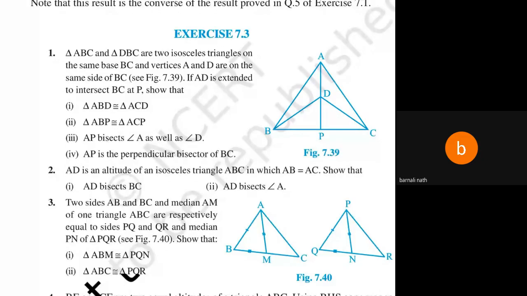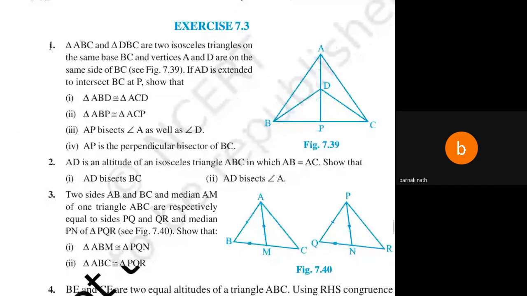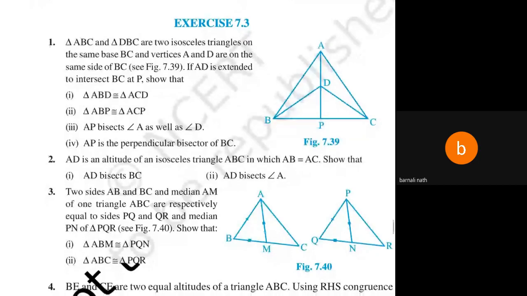So now here, 7.3: triangle ABC and triangle DBC are isosceles triangles on the same base. But here you may get confused. Isosceles triangle is given to you, but whenever it is given, which two sides are equal? Here it is not given. Can you say which two sides are equal here?